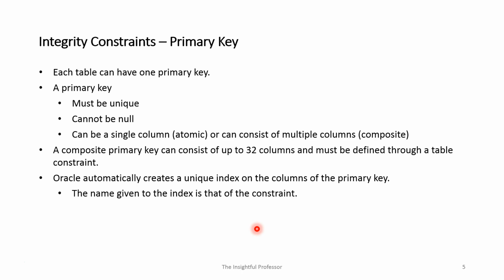Now, back to the integrity constraints. We listed them. Let's explain what these things mean. We have a concept called entity integrity, implemented through what's called a primary key. Each table can have a single primary key. That primary key need not consist of only one column of data. It could consist of multiple columns. In fact, Oracle allows up to 32 columns to be defined for the primary key. But the point is, a table can have only one such key. That key could be a single column, atomic, or multiple columns, composite.